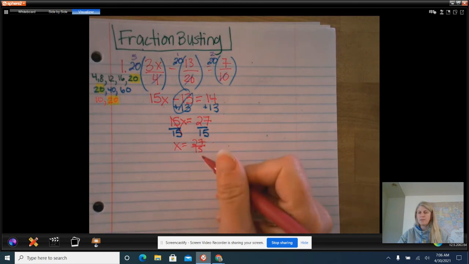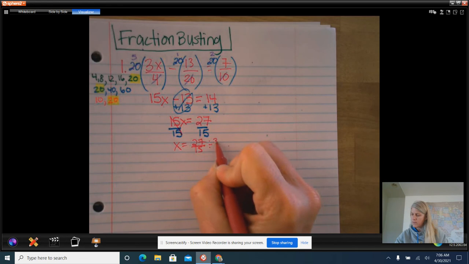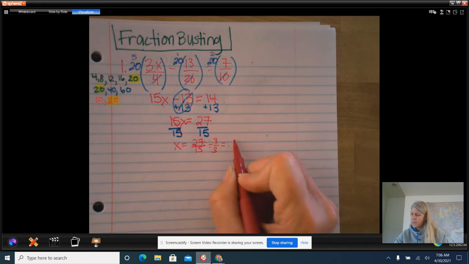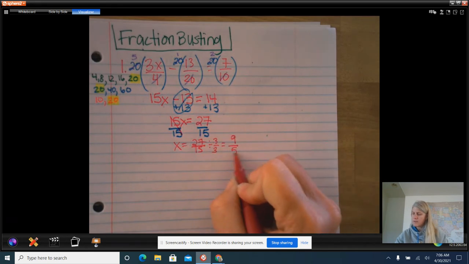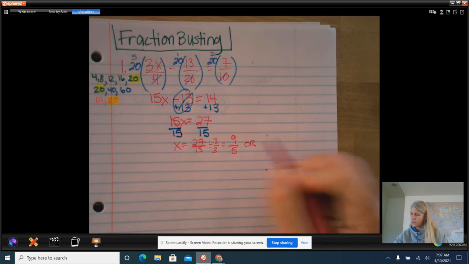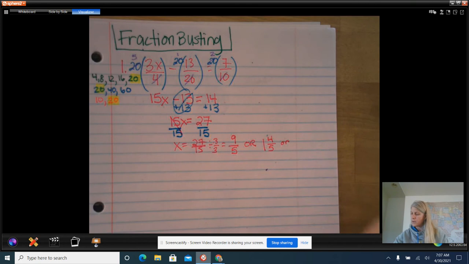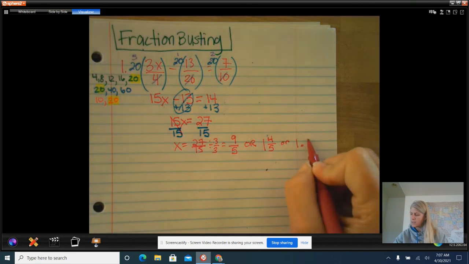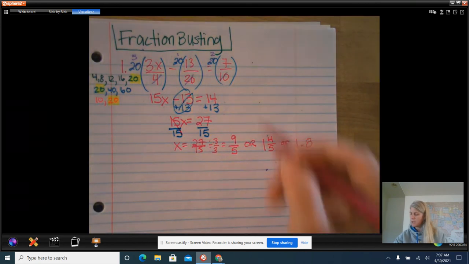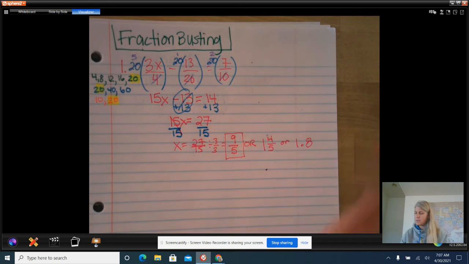Now, they're both divisible by 3, so I'm going to divide 3 out of the top and the bottom, and that gives me 9/5. Or I can look at it as 1 4/5, or 1 8/10, or 1.8. Okay? So that, ladies and gentlemen, is our first example of fraction busting. Let's go ahead and try a second one.